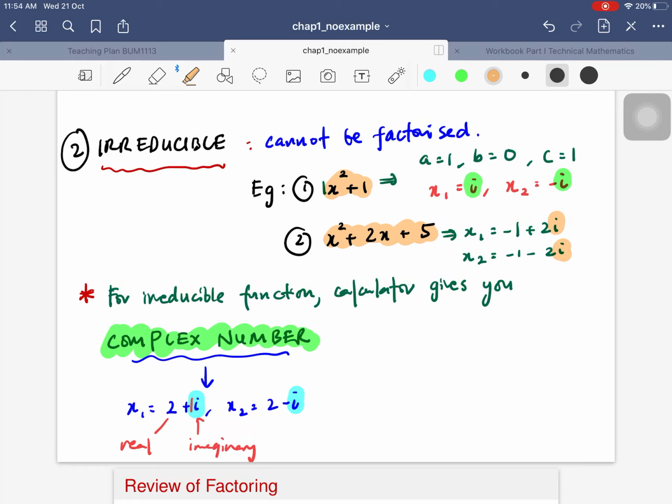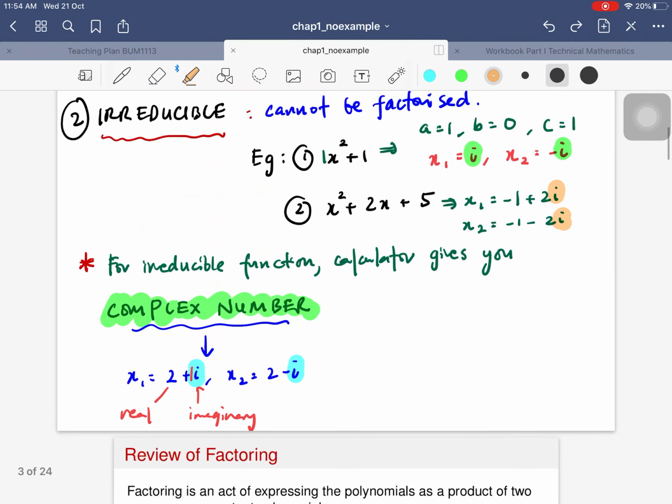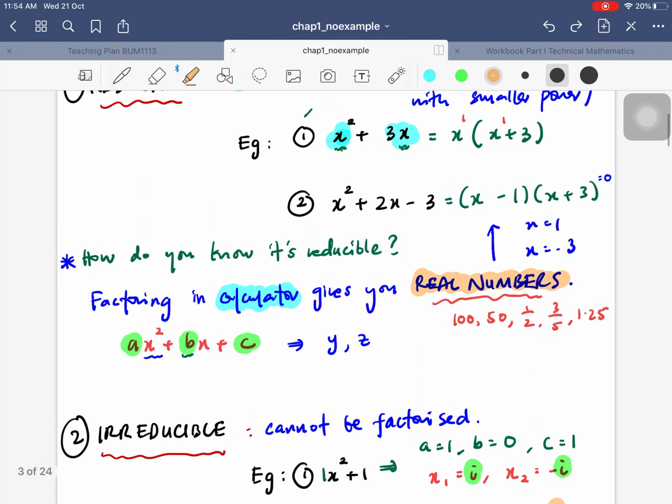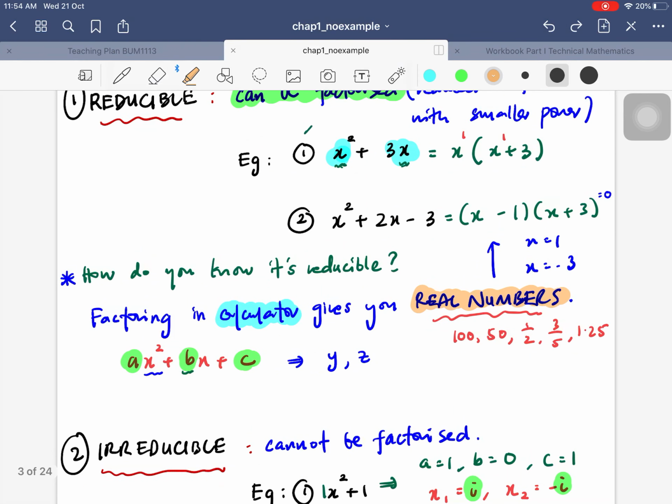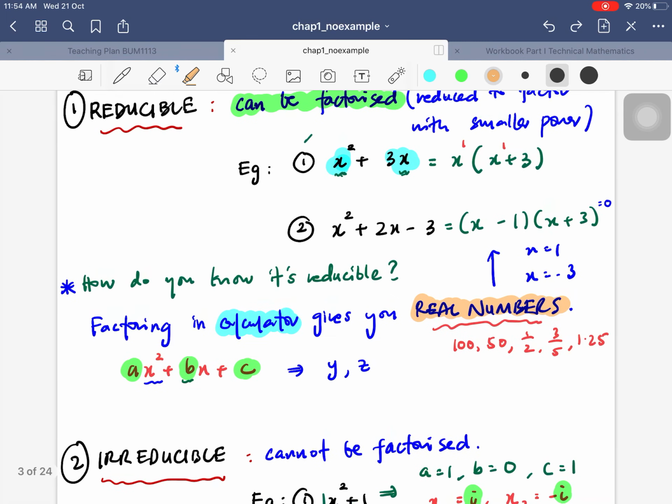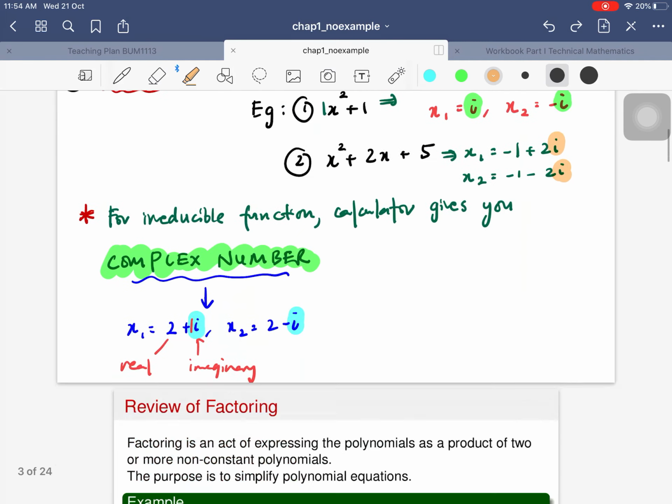No. So the only way you can do is you have to leave it as it is. Don't factorize them. There's no way it can be factorized. Okay, so that is going to be the two terms that I'm going to be introducing to you. You're going to hear this in the lecture, reducible and irreducible. Now you get the idea. You can factorize it, reducible; cannot factorize, irreducible.